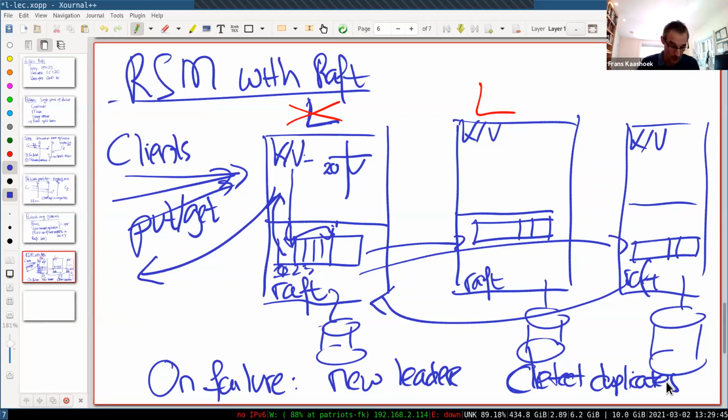Any questions about how to use Raft for replicated state machines? We have a question in the chat. What's the typical number of clients contacting the leader? Well, there could be many. There's no real limit on it. It could be the case that a single leader is just not capable of handling that many clients.